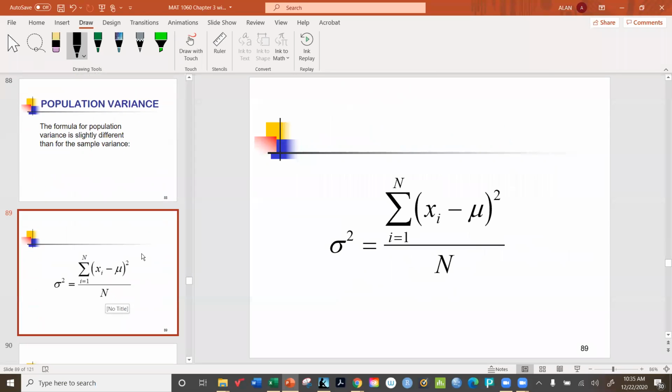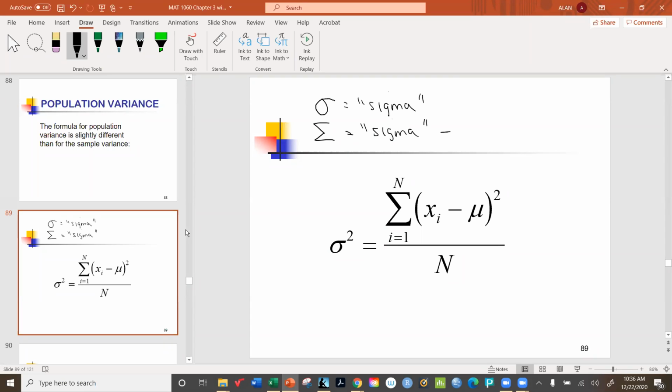So this is the equivalent formula for the population variance. There's really three differences. Number one, we've got this letter. Now, here's an interesting fun fact. This letter is the Greek letter sigma. Well, how is this possible? Isn't this also the Greek letter sigma? Why, yes, it is. And how is this happening?